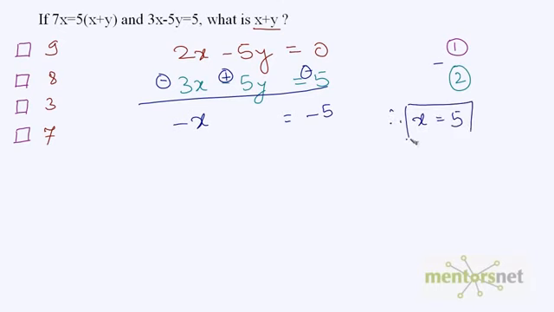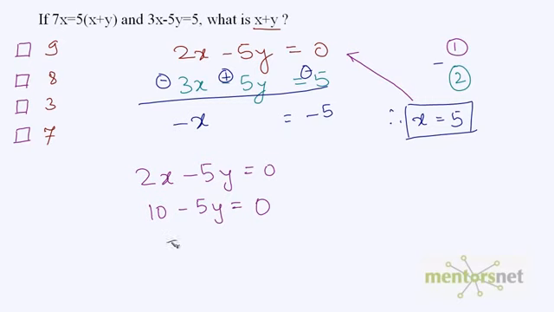So you have the value of x. Now you can find the value of y by putting x in equation number 1. Rather, you can put x in any of these equations to get the value of y. In this case, we'll put in equation number 1, which is 2x minus 5y is equal to 0. So 2 times 5 is 10, minus 5y is equal to 0. So 5y is equal to 10, therefore y is equal to 2. 5 times 2 is 10.